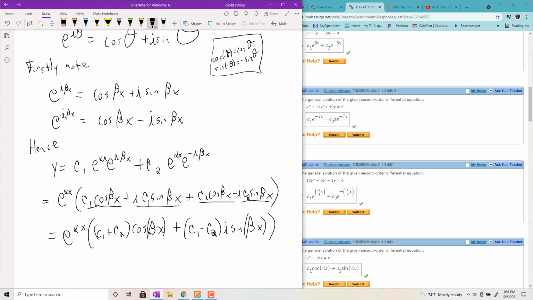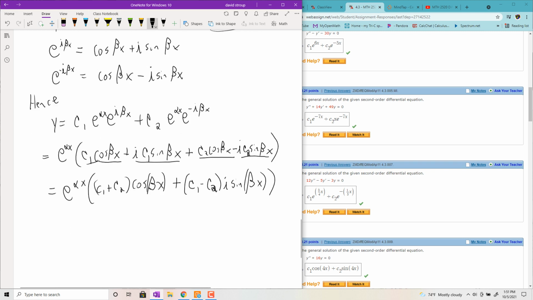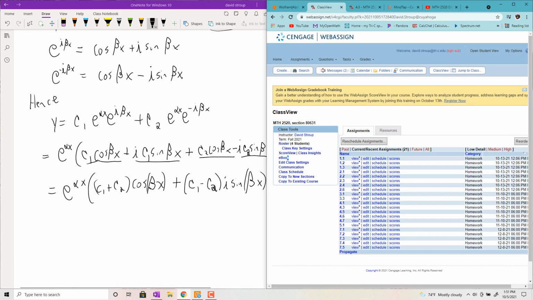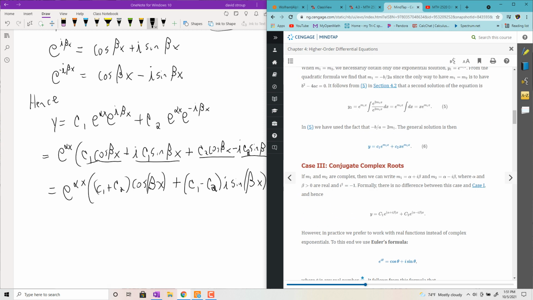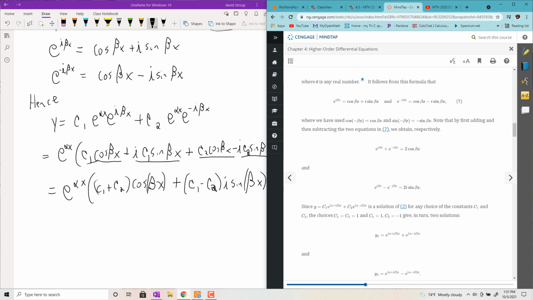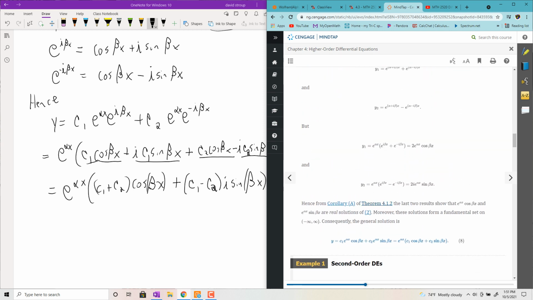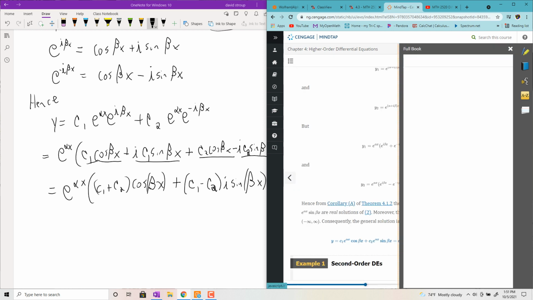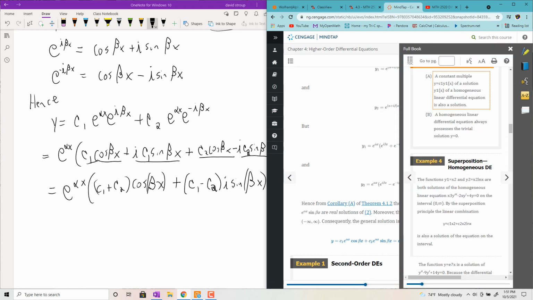Okay. And then there's a corollary way back on page like 121. So there's this corollary that's going to allow us to do a cool little simplification. This corollary A, you click on the hyperlink, it'll go to it in the book, which is pretty cool.